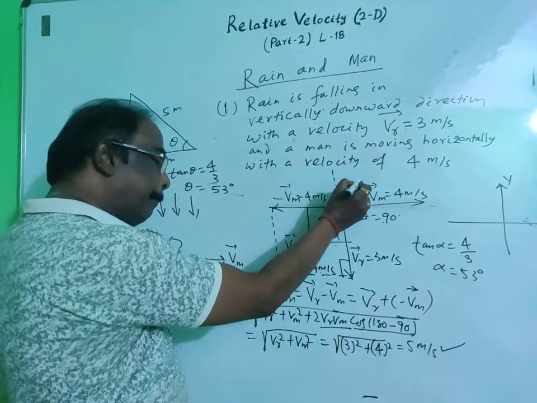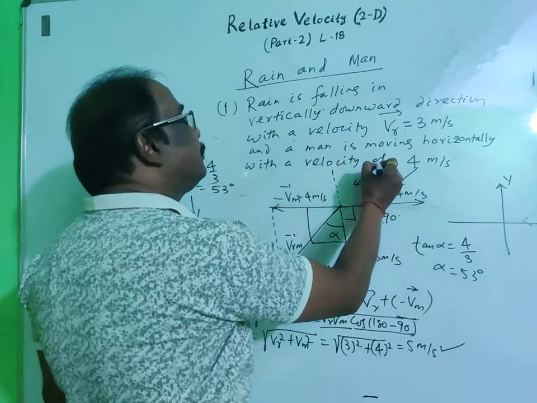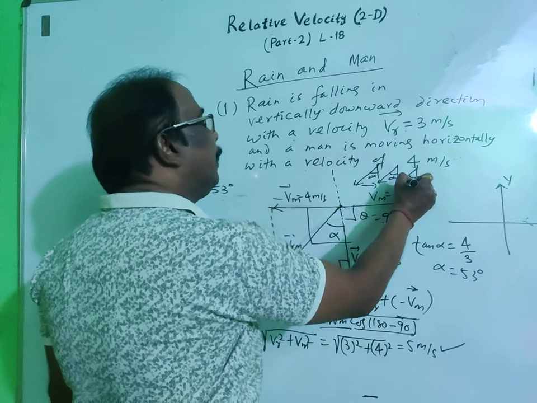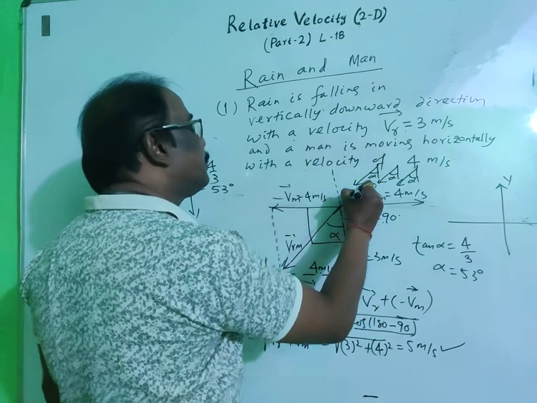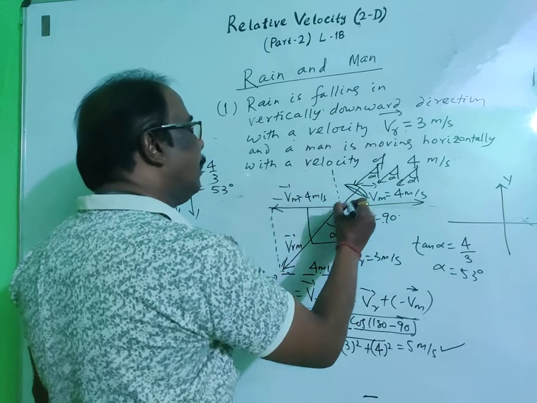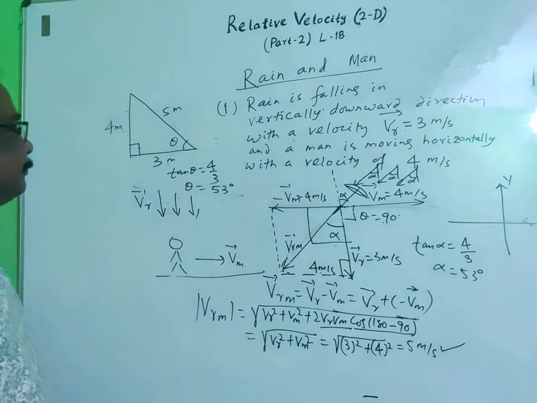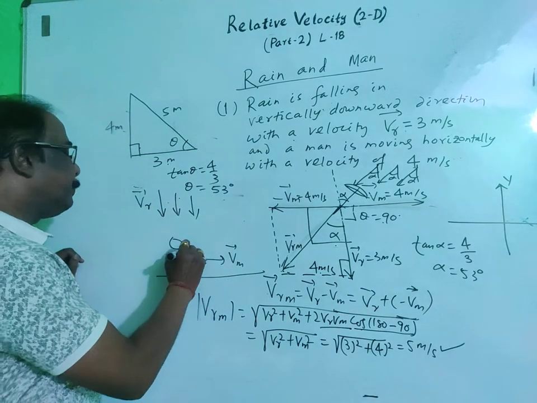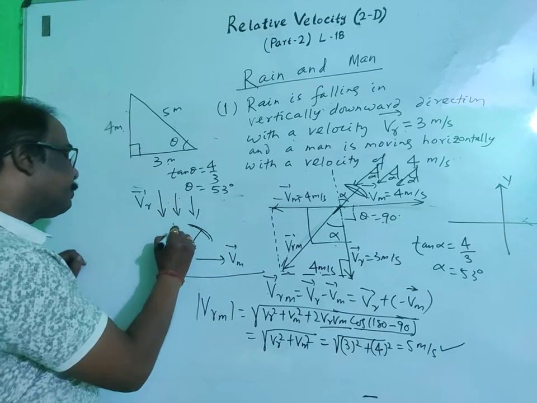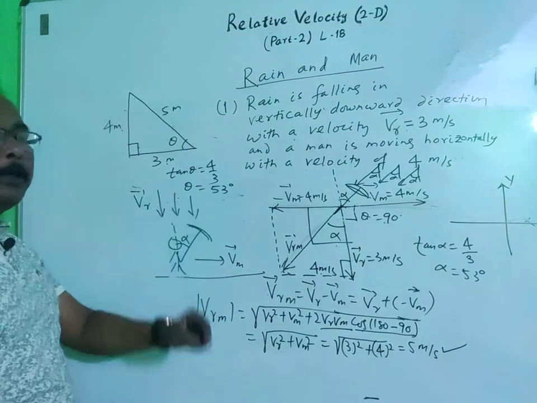Then rain appears to fall in this direction, making an angle alpha. Then to save himself from rain, the man should hold the umbrella making an angle alpha with vertical. Means he should hold the umbrella like this. This is vertical line, and this angle is alpha. Here alpha is 53 degree.